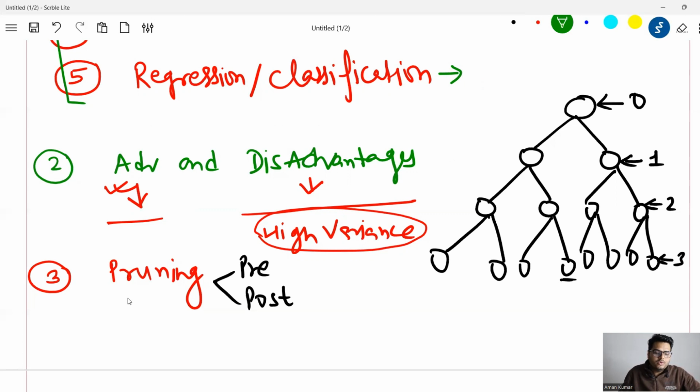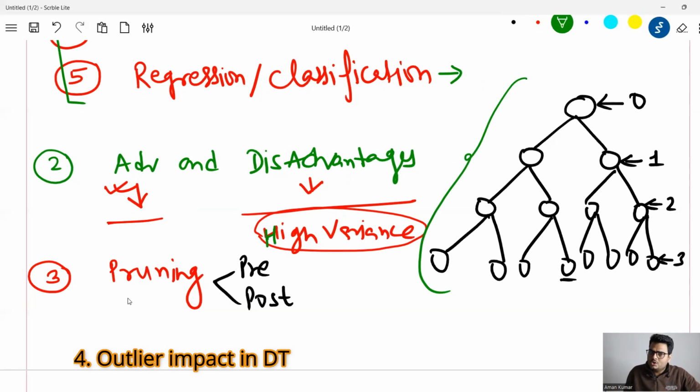So there are multiple ways to prune the decision tree, and by pruning we address this high variance problem. We somehow generalize, so we overcome this problem. Okay, not completely, but a little bit of high variance we can control.